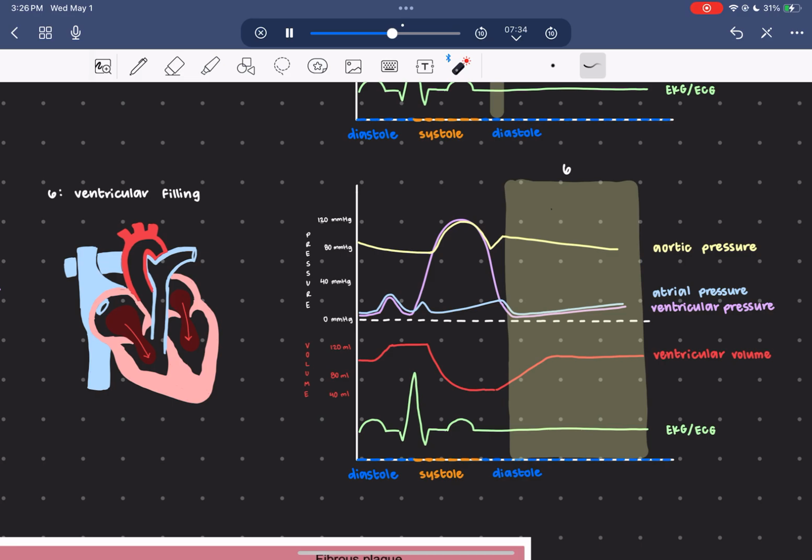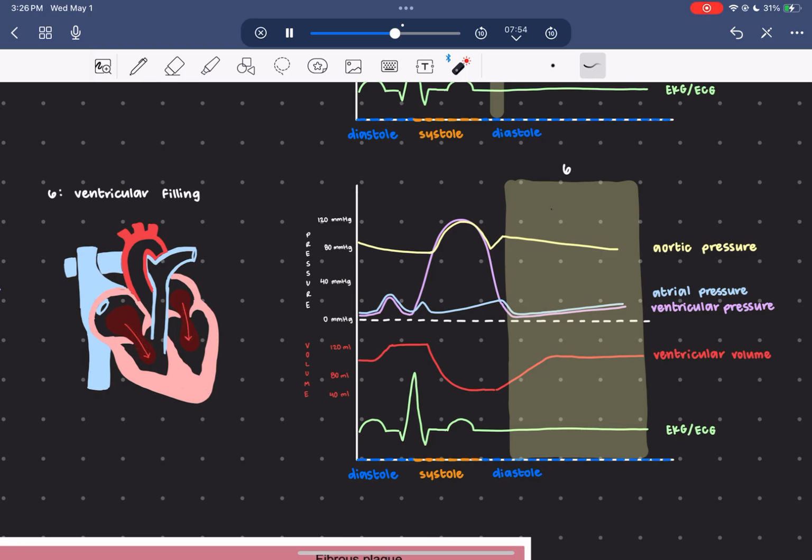So I just talked about ventricular volume. I mentioned that the atria, the valves opened, so that blood could enter into the ventricles, so we'll see a spike in ventricular volume because of that blood finally entering into the ventricles.